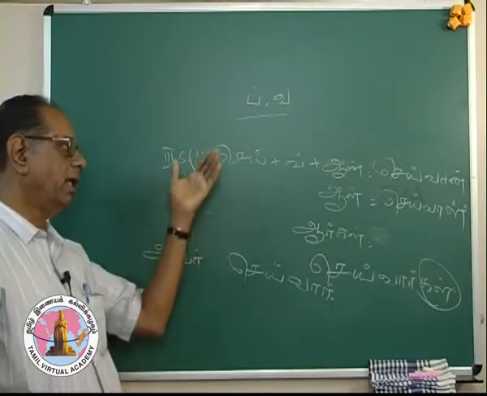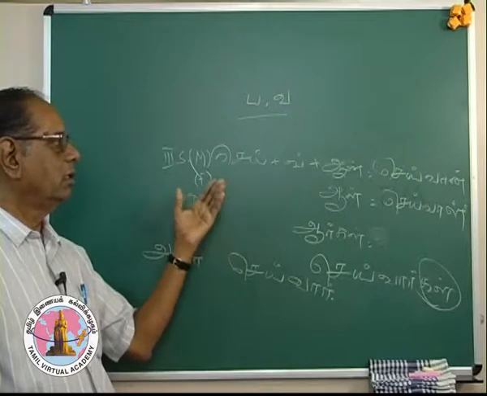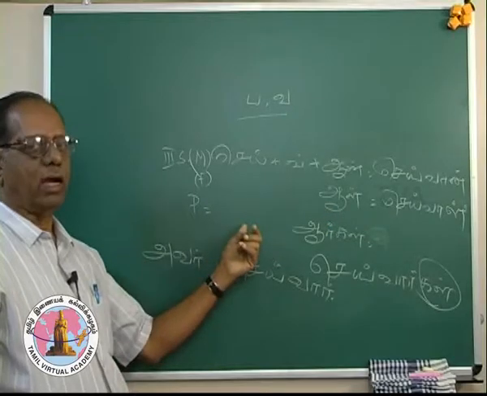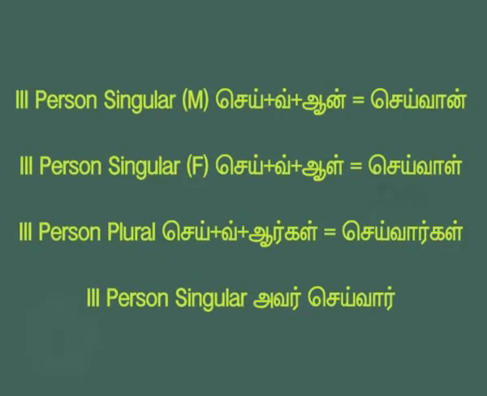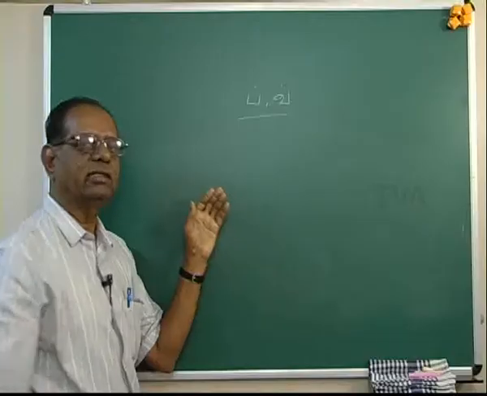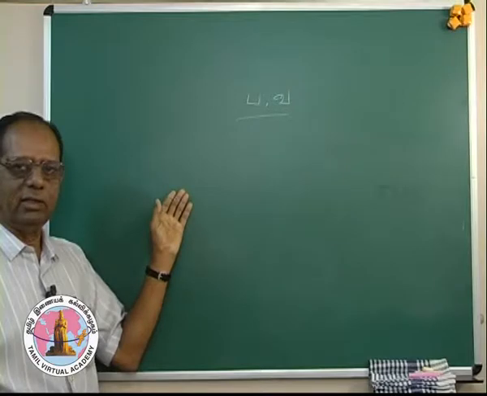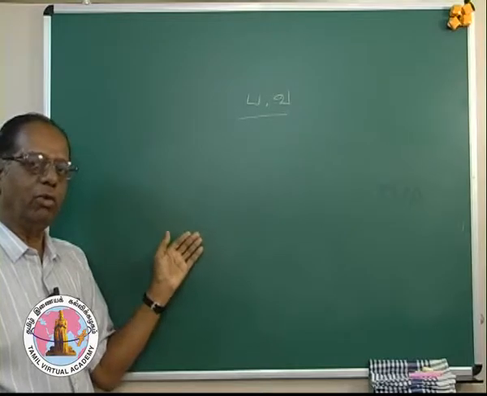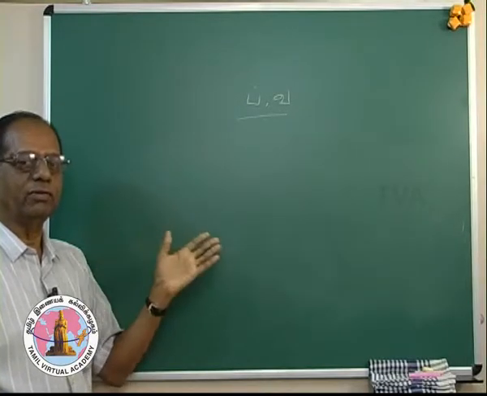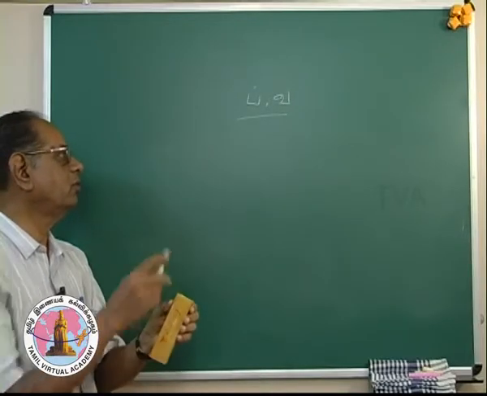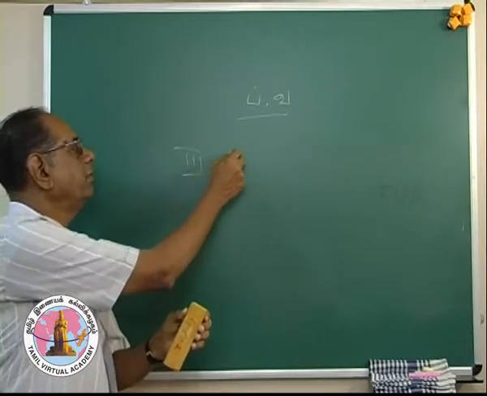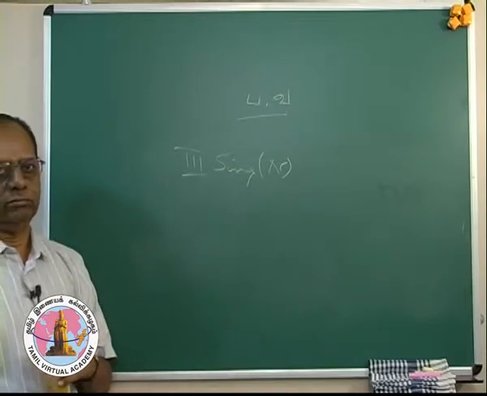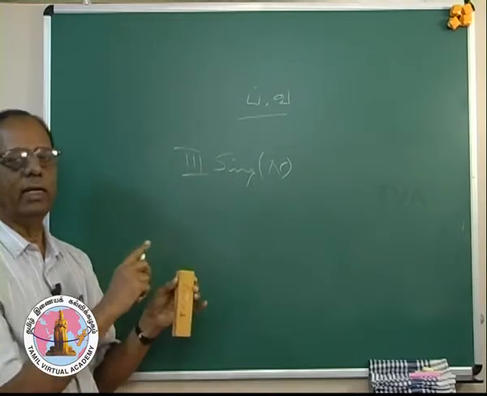Now, we have already seen the changes in the verbs when they accept the tense marker. We have discussed the first person. We have discussed the second person, both singular and plural. We have discussed the third person, singular and plural of the human beings, and also the honorific singular. Now, what is left out? Third person, singular, neuter gender. I will take up later on.